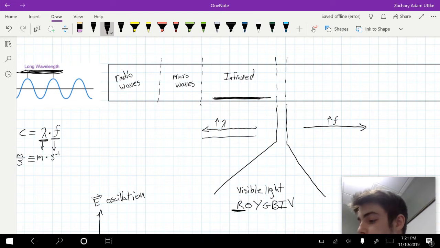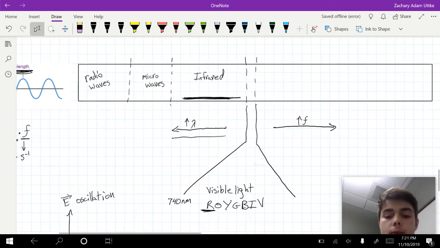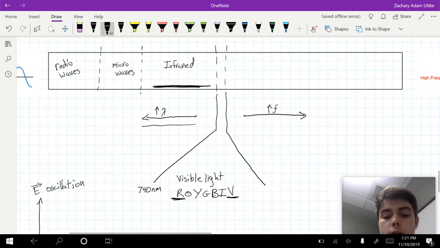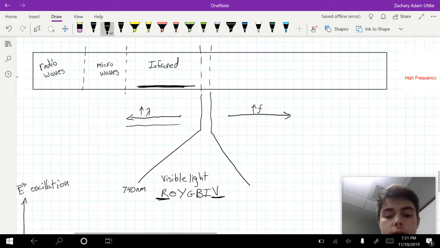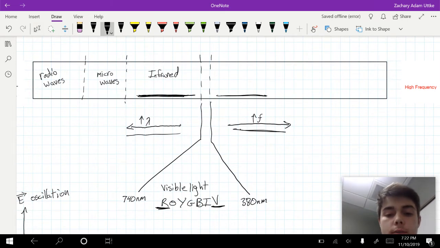Typically, red is around 740 nanometers. Compared to the other side, we have violet, which is around 380 nanometers. As we go from left to right, the wavelength is decreasing, but the frequency is increasing, as we can see right here. As we get past violet, what do you think will be in this section? That will be ultraviolet light.